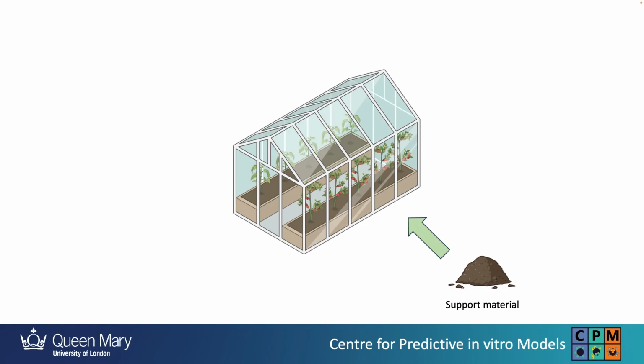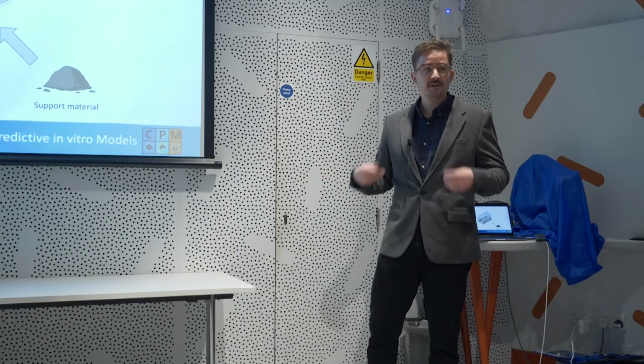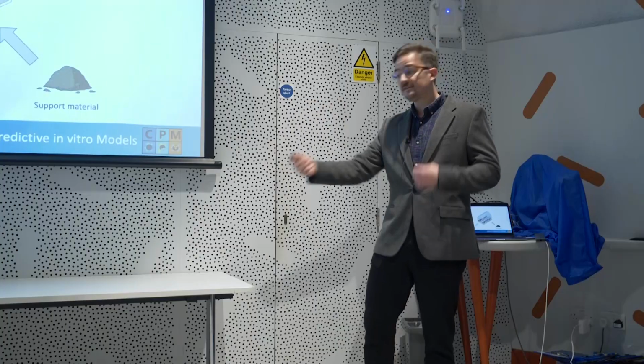We need some sort of support material, so in this case soil, to grow the plants in. We need seeds, and not just any seeds. If we want to grow tomato plants, we need tomato seeds. If we want to grow, I don't know what they are, beans or something, then we need bean seeds. So we can't just chuck any old seed in. We need a seed that's going to grow the plant that we're interested in.